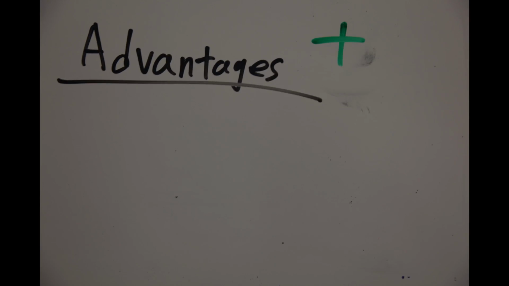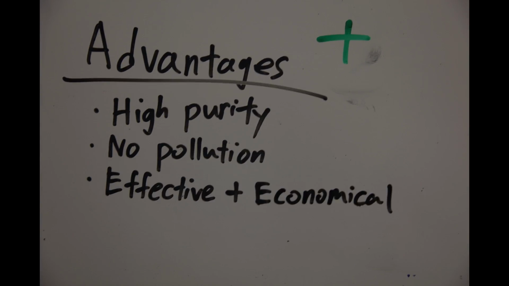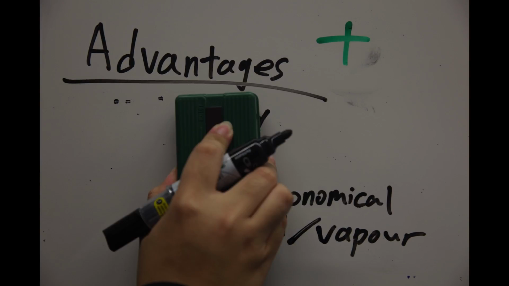So, what are the advantages of pervaporation? A high product purity is obtained and there is no environmental pollution. Mixtures with small differences in boiling points can be separated effectively and economically. The feed mixtures to be treated may be supplied in either liquid or vapor form. Low energy consumption for pervaporation and vapor permeation processes.